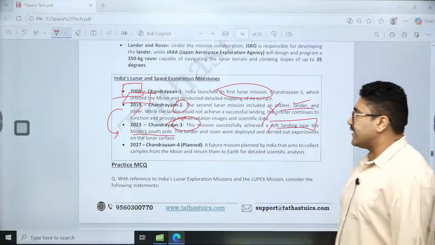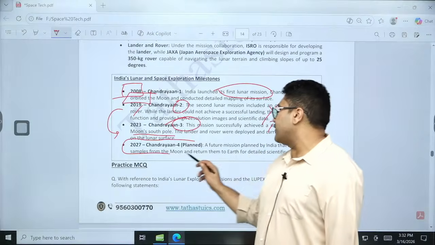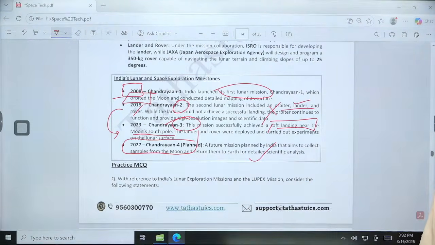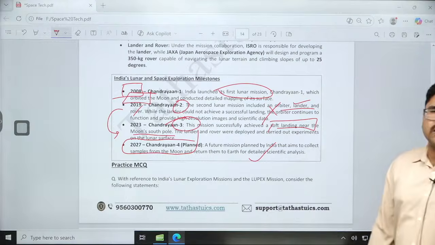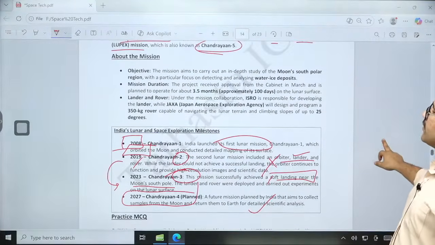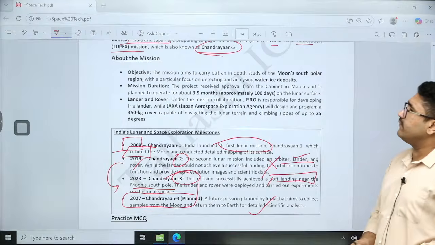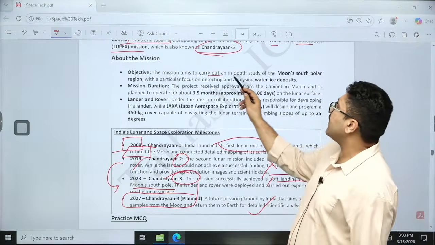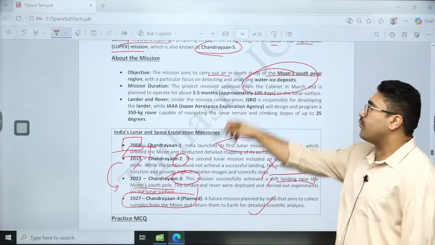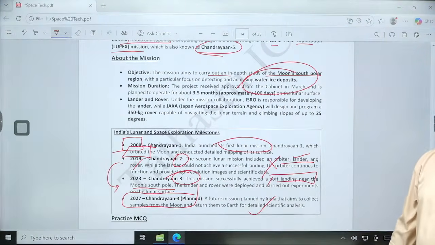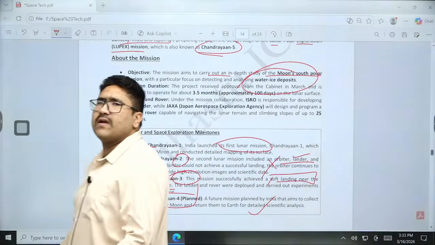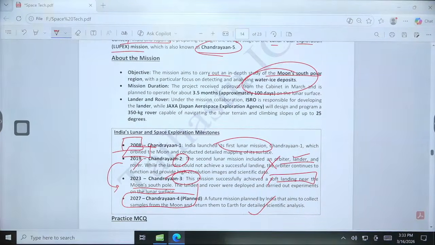Next, in 2027, we are going to launch the Chandrayaan 4 mission, in which we are going to collect samples and bring them back from the moon. So it is again a lunar return mission. Now what we are going to study is the objective of Chandrayaan 5, which aims to carry out an in-depth study of the moon's south polar regions, particularly focusing on water ice deposits, to see whether the ice deposits on the south pole of the moon are of any benefit or not.